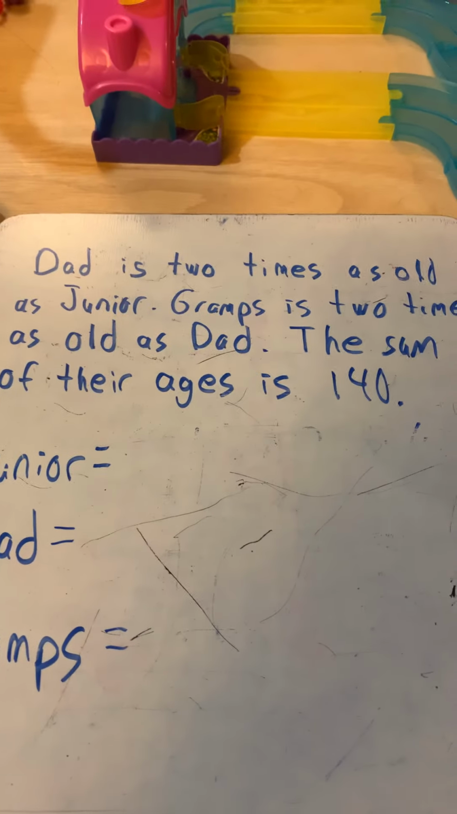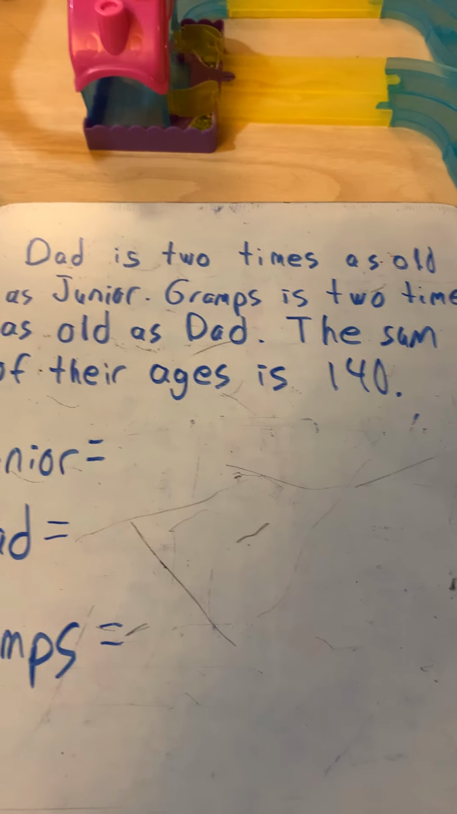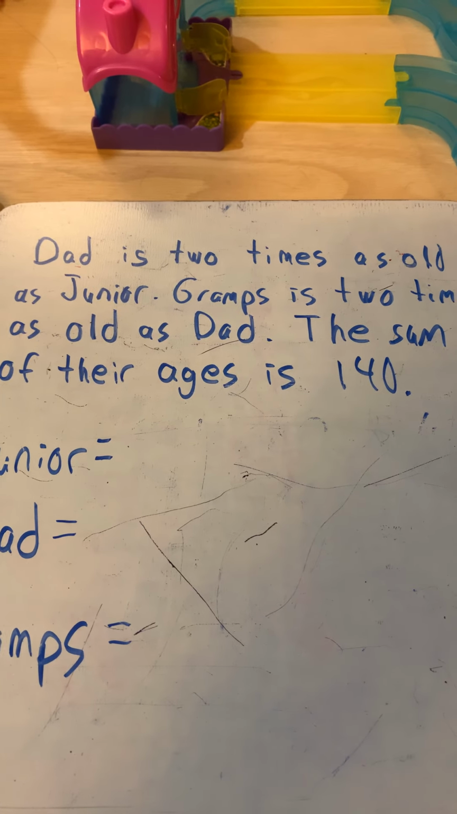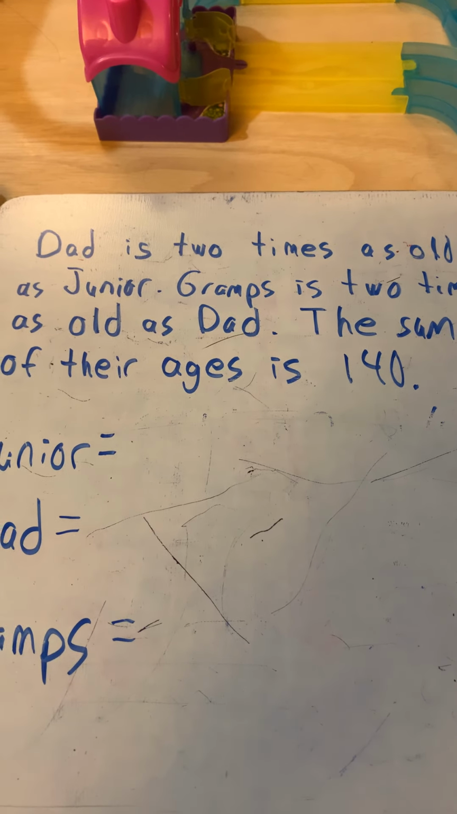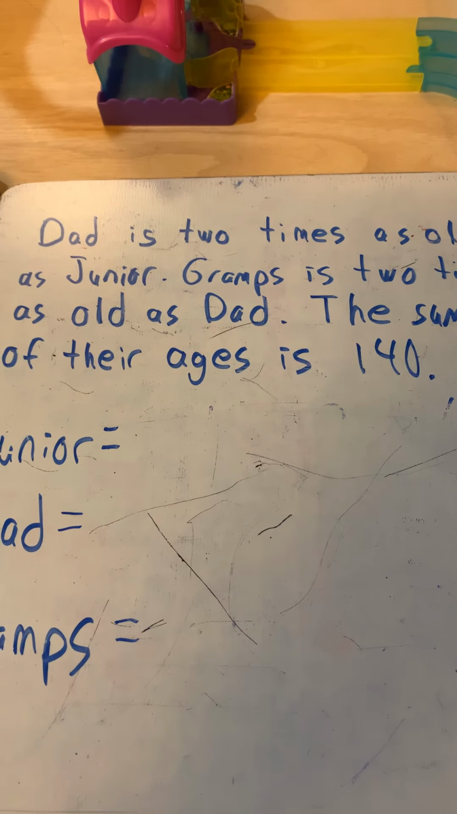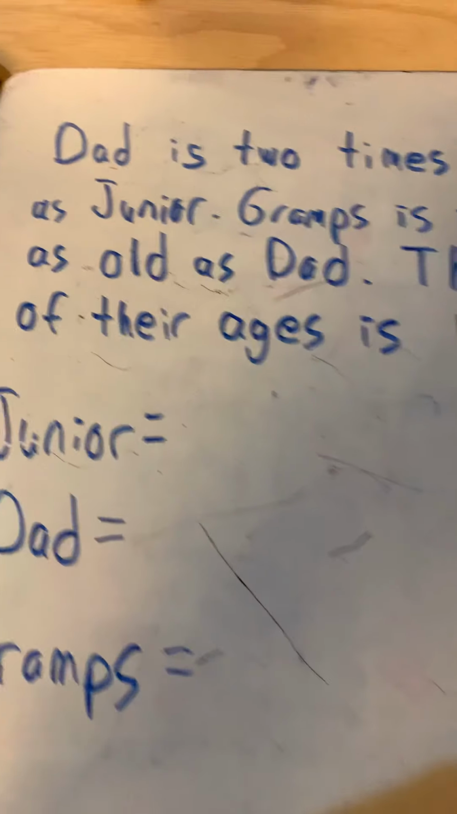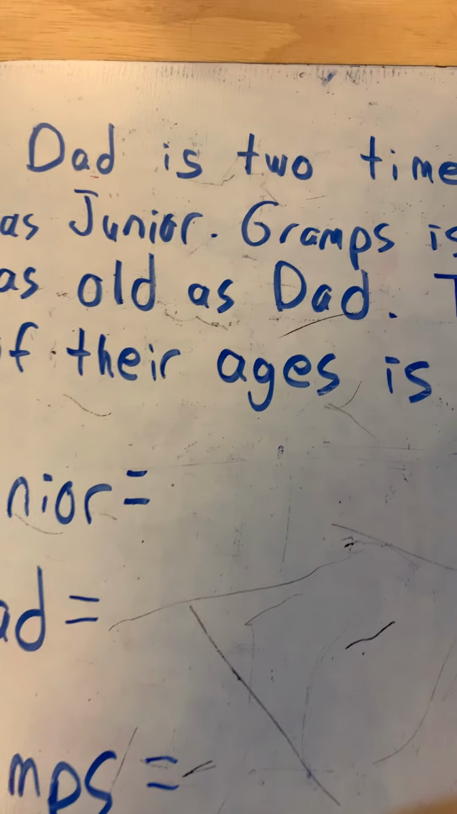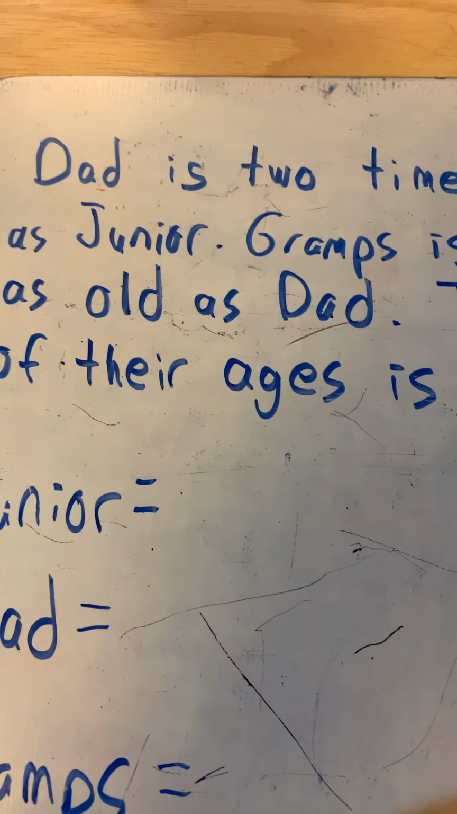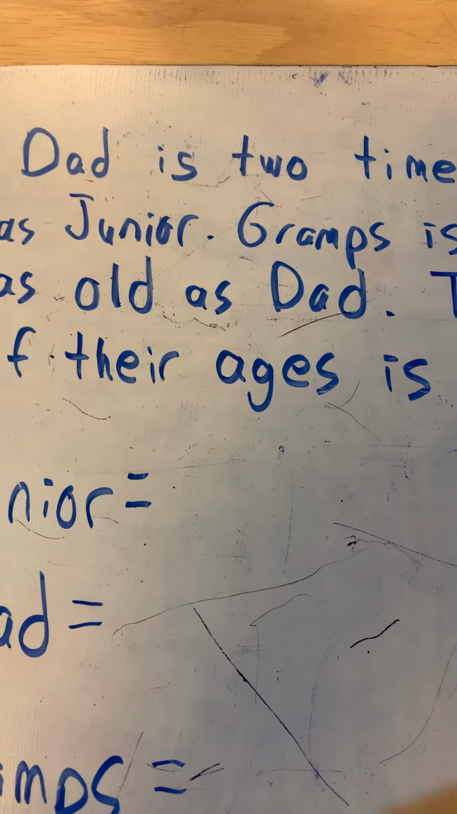So I'm going to flip over to my whiteboard. The word problem says, Dad is 2 times as old as Junior. Gramps is 2 times as old as Dad. The sum of their ages is 140. It's the same problem that's in your notes. What you do in this problem is you look at the 3 unknowns. You don't know Junior's age, you don't know Dad's age, you don't know Gramps' age.